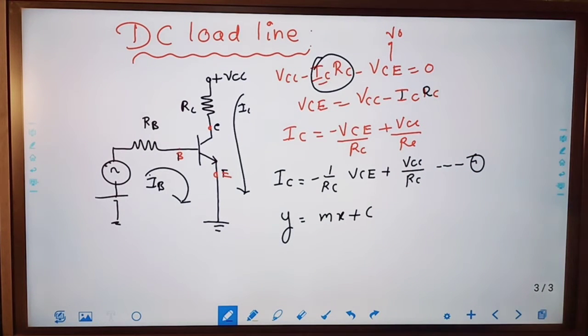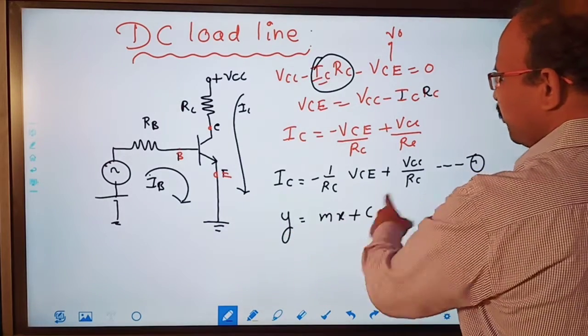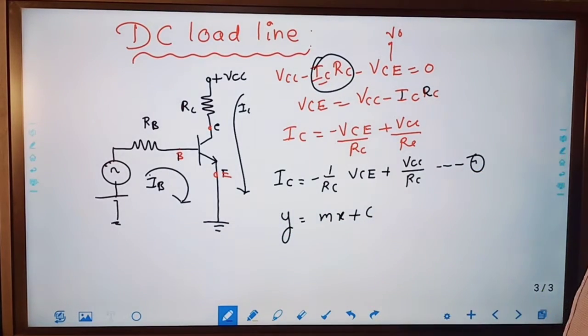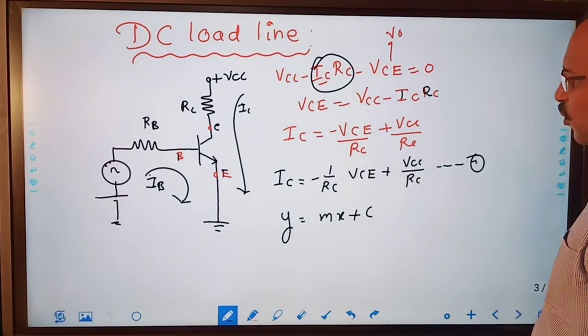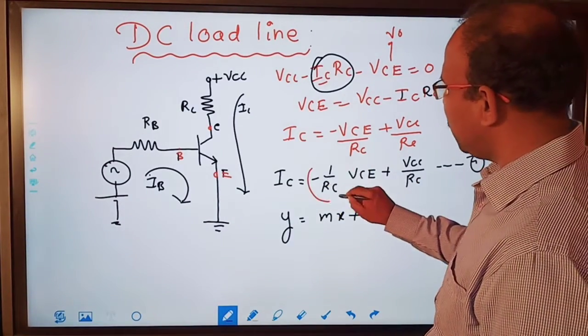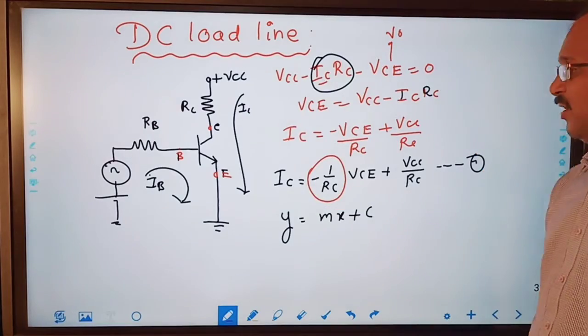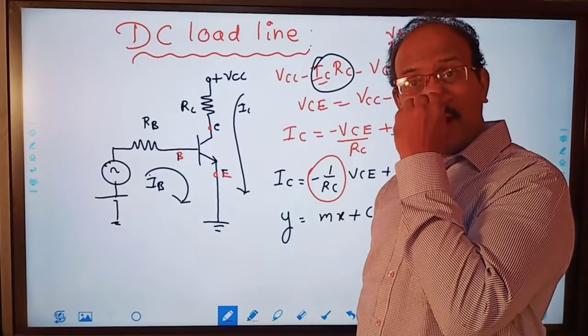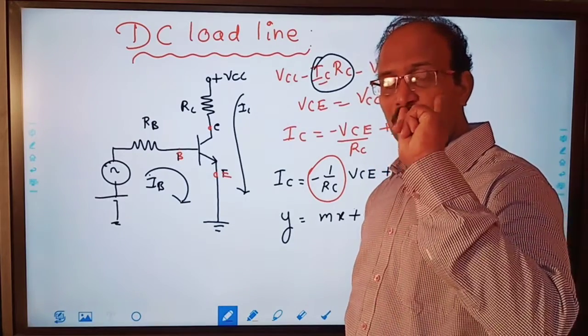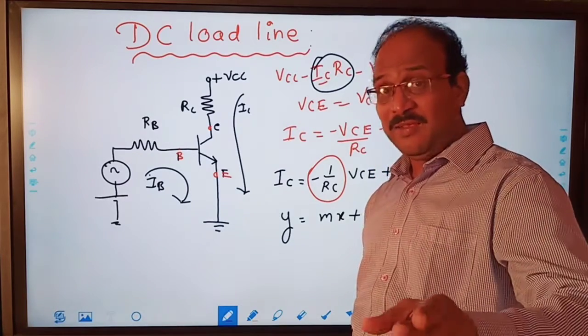So if you see this, what is the variation of IC? This is the equation of a straight line, y equals mx plus c. What is the slope of the straight line? The slope is negative, and it is dependent on RC. There are two types of load we are going to connect: one is the DC load and the second is the AC load.